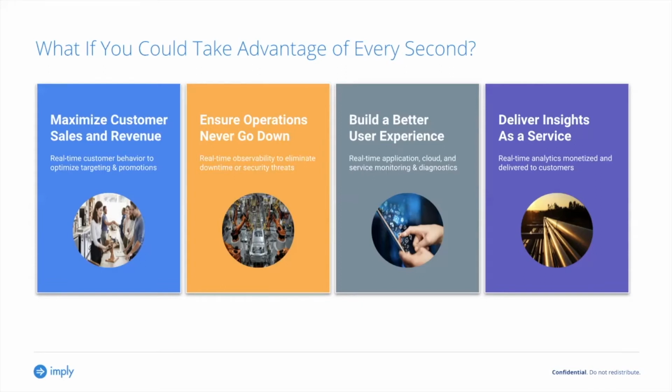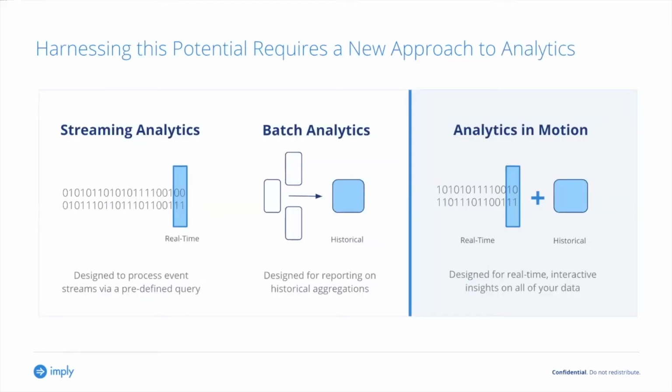Real time is money. Now, harnessing this potential requires a new approach to analytics. From the left, you have streaming analytics, which is designed to process event streams via predefined queries in real time. Then, in the center, you have batch analytics, which is designed for reporting on historical aggregations. Analytics in motion is a combination of real-time and historical. So it's a combination of both streaming analytics and batch analytics. It's designed for real-time interactive insights on all of your data. That's what we mean by a new approach to analytics.